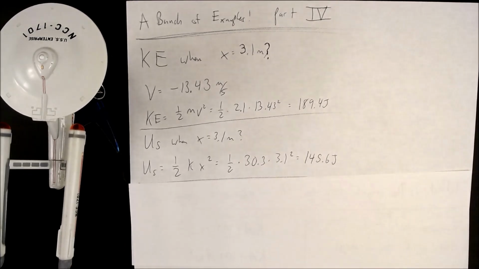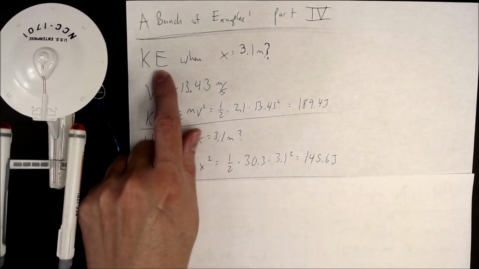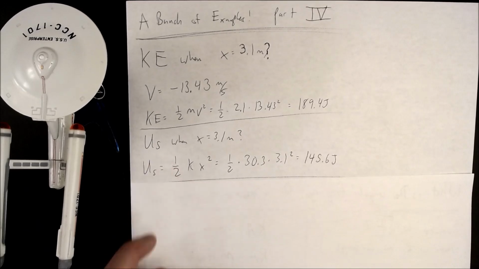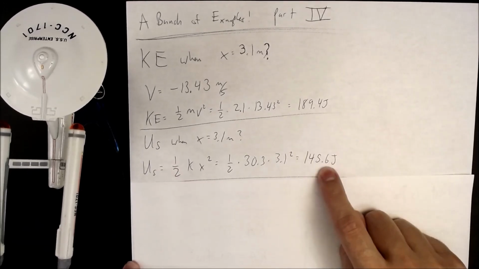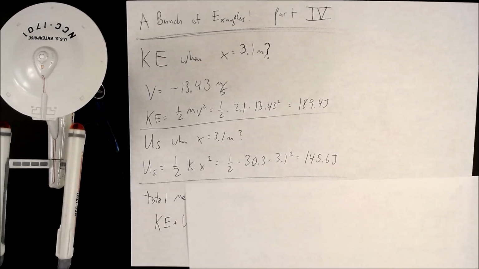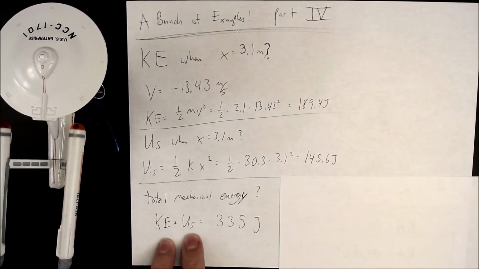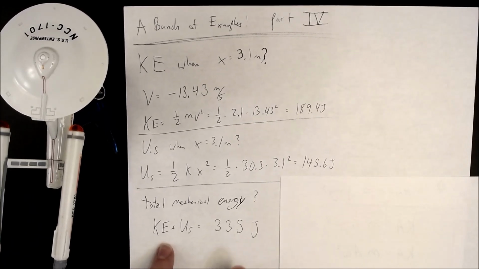Great. Well, the last thing that I wanted to talk about was finding the total mechanical energy of this system. Remember what total mechanical energy is? It's the total kinetic plus total potential. Well, that's actually super easy right now. Total kinetic plus total potential. Okay, done. Total mechanical energy is just those two added up equals 335 joules. Done. That was simple. But is it consistent?